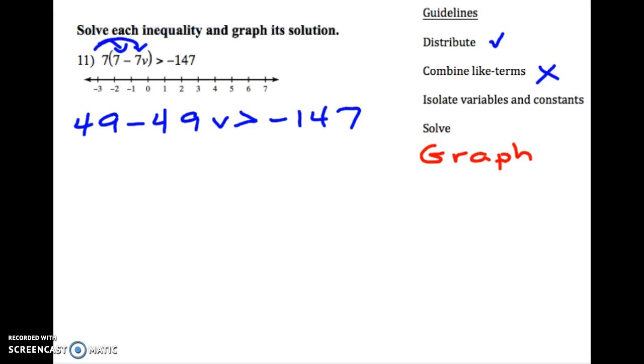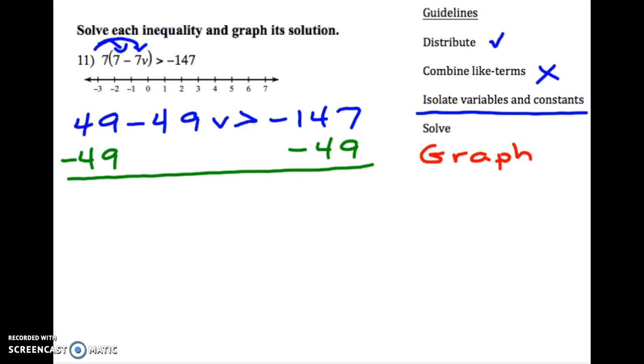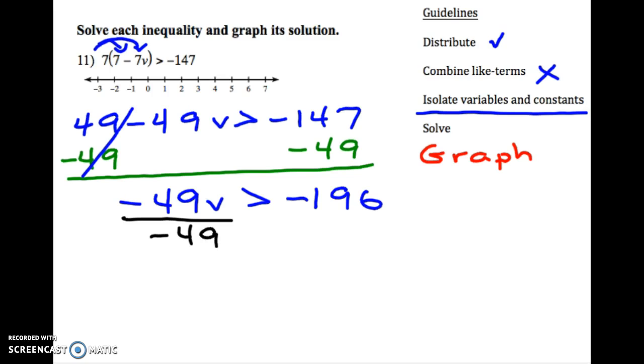At this point, we take a quick look. There are no like terms to combine, so now we need to isolate the variables and the constants. I like to keep the variables on the left to help out with the graphing in the long run. So let's move that minus 49 to the right. The 49 minus 49 cancel out, leaving us the negative 49v. That's going to be greater than when we add the negative 147 and the negative 49. We should get negative 196. Here we're going to divide, so we're going to divide by the negative 49, the coefficient in front of the v.